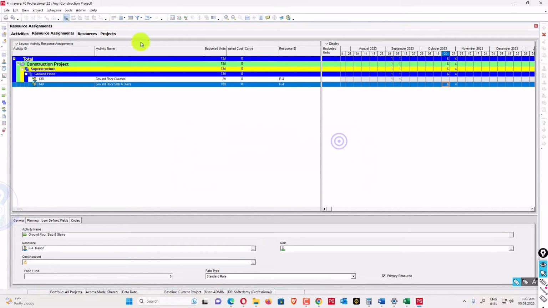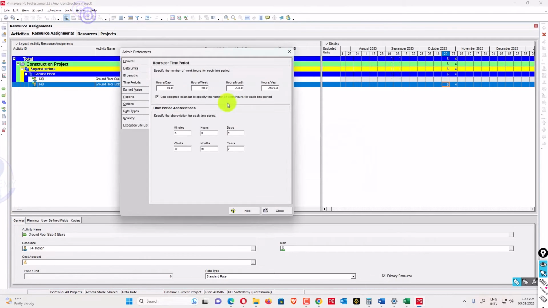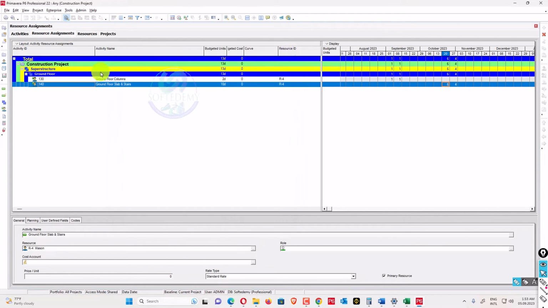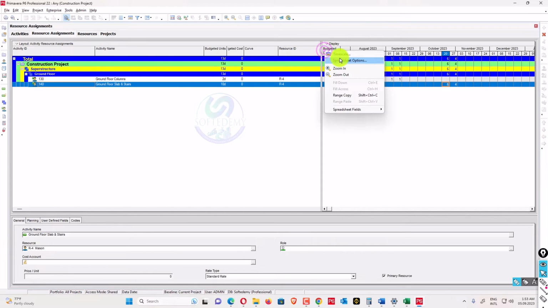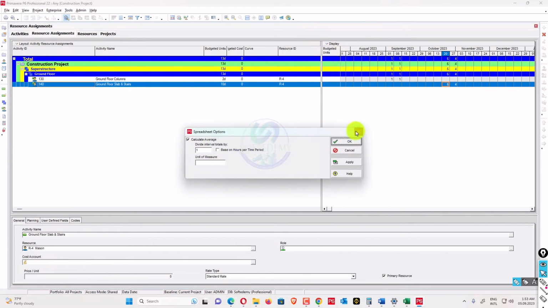You can see when I go into admin preferences, there is an option: 10 hours per day, so 60 divided by 10, we have 6 days in a week, so it's considering that. It always gets this value from here when you use the spreadsheet option.